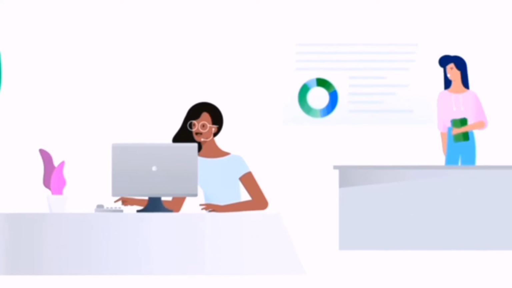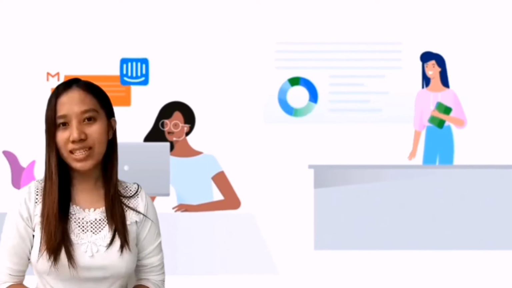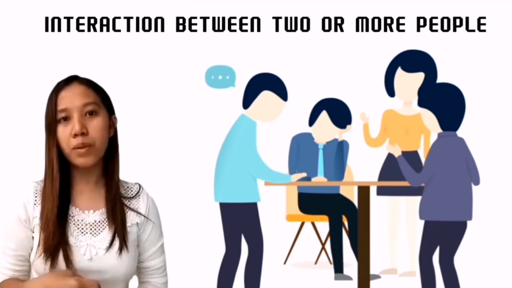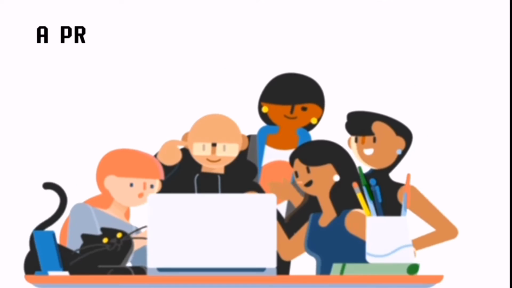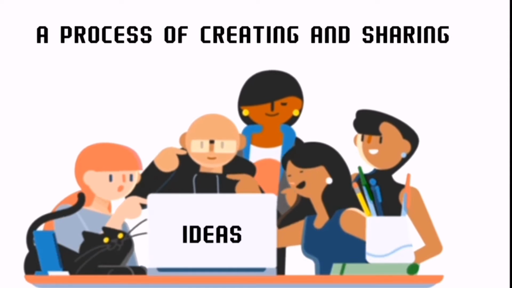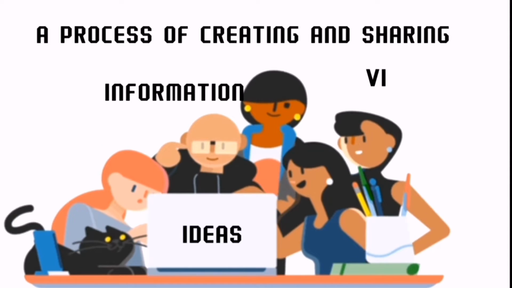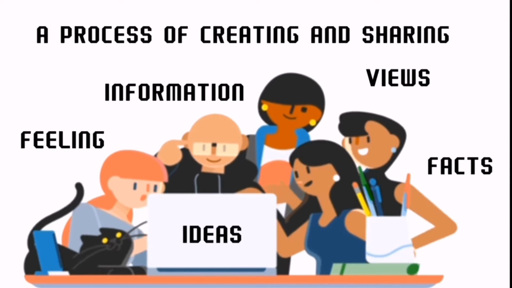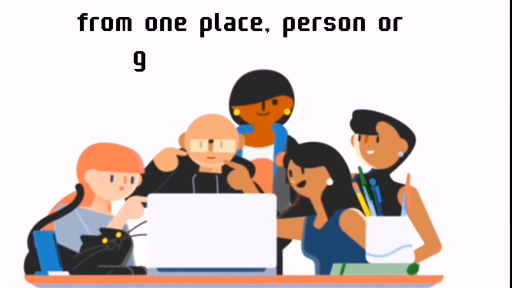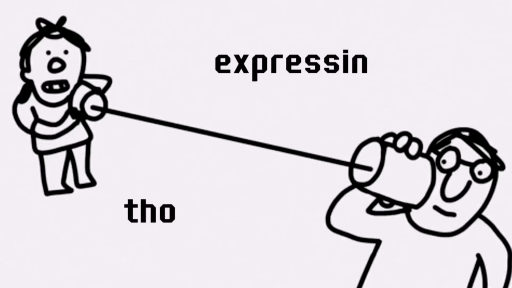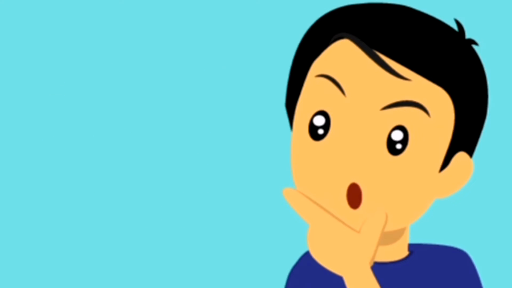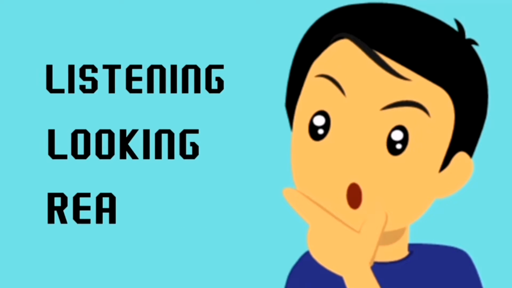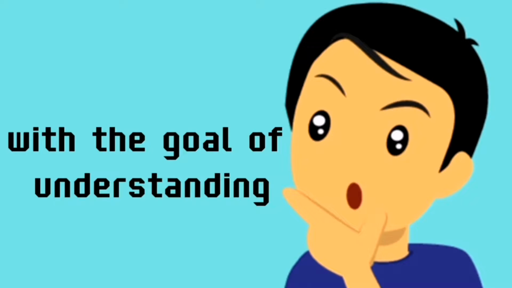What is communication? Communication is the interaction between two or more people with the purpose of conveying a message or a concept. It's a process of creating and sharing ideas, information, views, facts, feelings from one place, person, or group to another, expressing thoughts verbally, visually, or written, listening, looking, or reading with the goal of understanding.